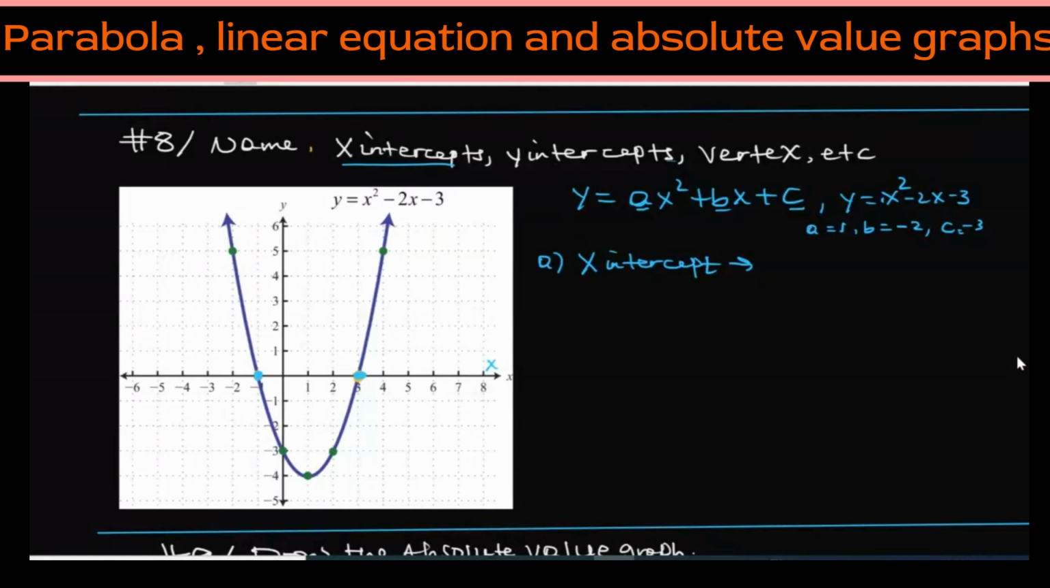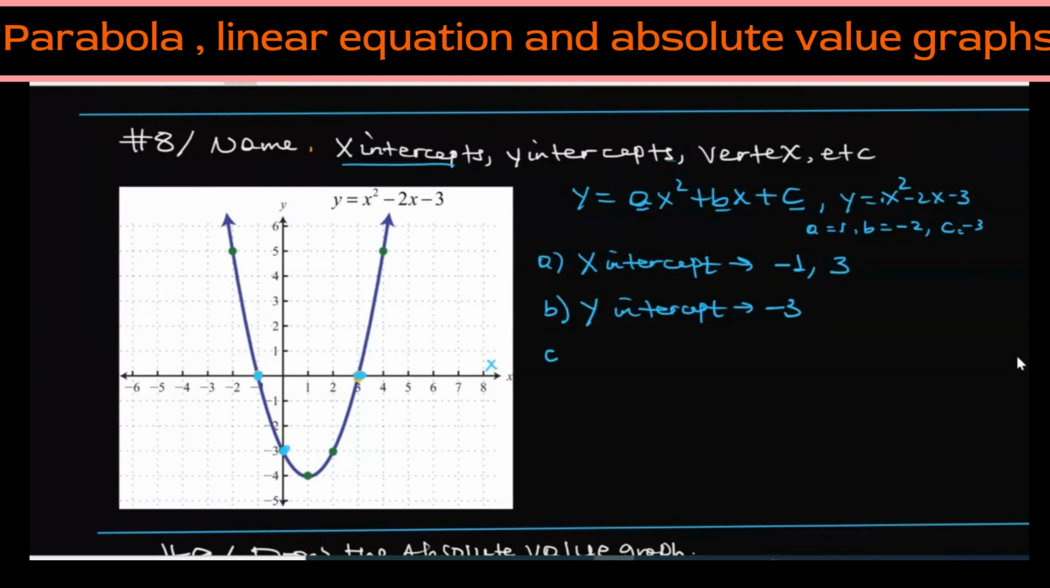On the left side it is negative 1, and on the right side it is 3. These are the x-intercepts. Now b, the y-intercept, is similarly easy. The y-intercept is simply, as the name indicates, the point where my graph crosses the y-axis, which is right here, which is negative 3.